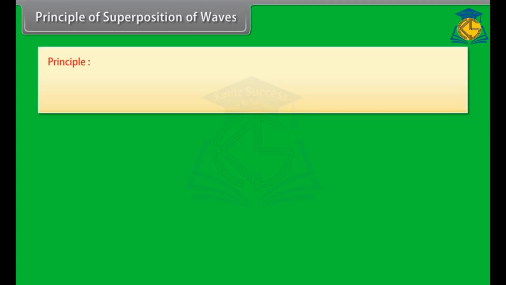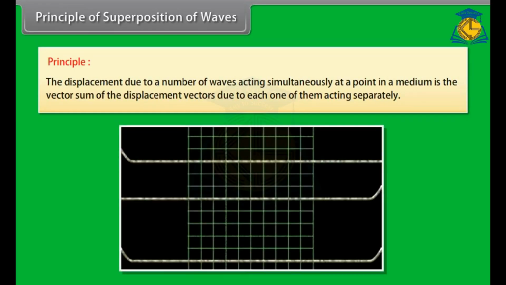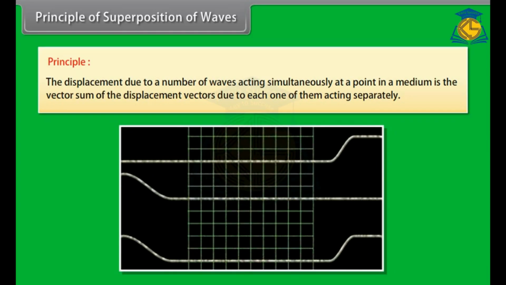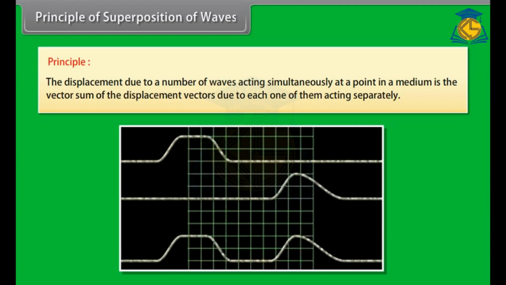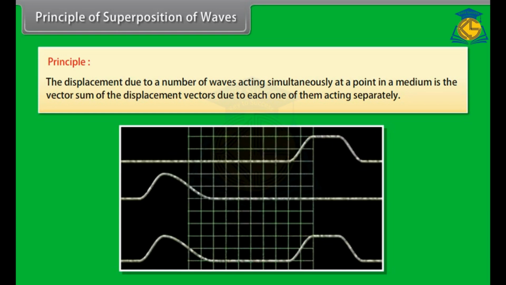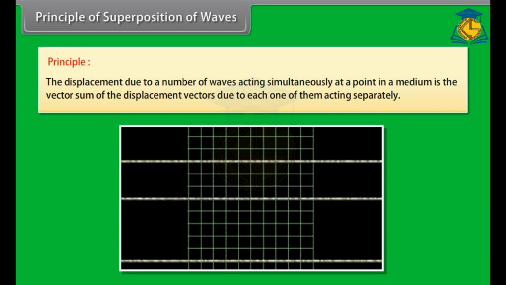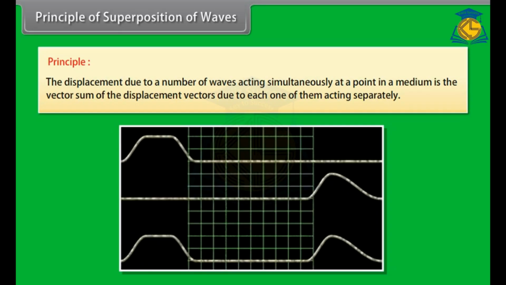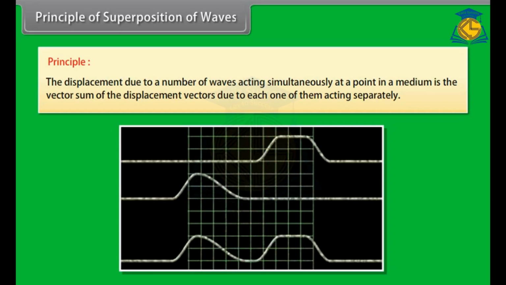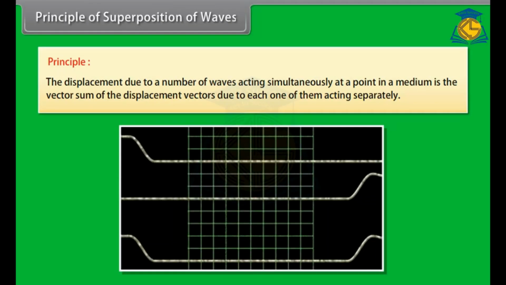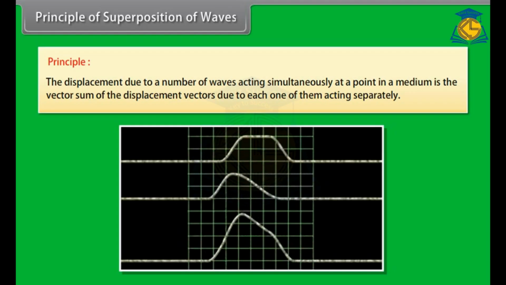Principle of superposition of waves. The principle of superposition of waves states that the displacement due to a number of waves acting simultaneously at a point in a medium is the vector sum of the displacement vectors due to each one of them acting separately. Let us take an example. Consider two pulses approaching each other. When the pulses cross each other, they combine to produce a resultant pulse. After crossing each other, they again begin to travel independently as if nothing had happened.